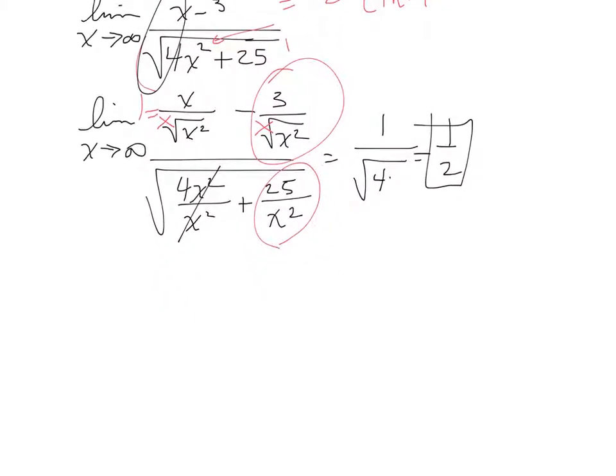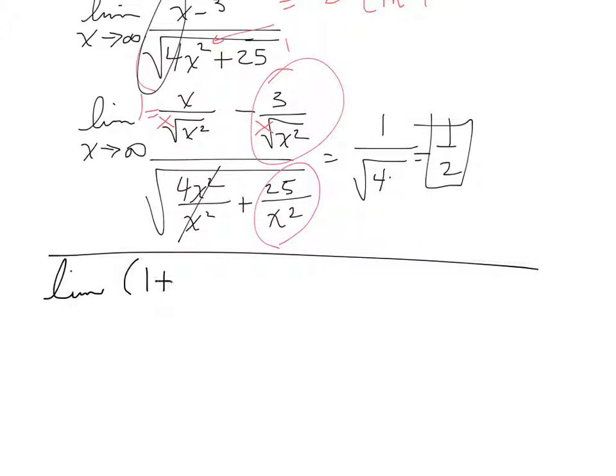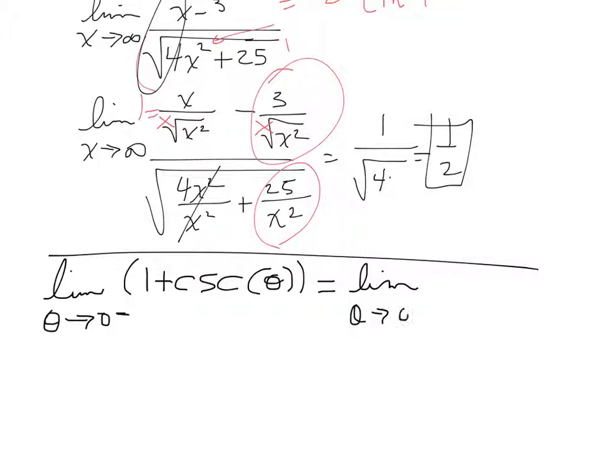I haven't really worked too many things with trig functions, so I want to throw one of these out there. The limit of 1 plus cosecant theta as theta goes to 0 from the left. Now, I always tell my pre-cal students, secants, cosecants, cotangents, don't like dealing with them. Change them to sines and cosines. So what's the cosecant? 1 over what? Sine. So this is going to be 1 plus 1 over sine of theta.